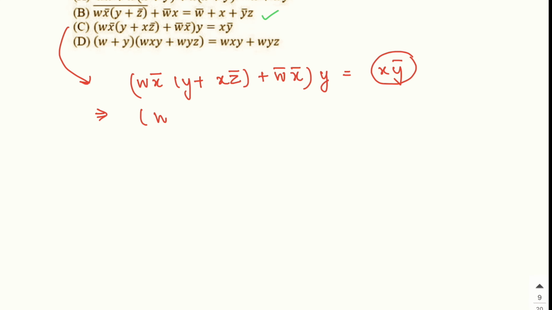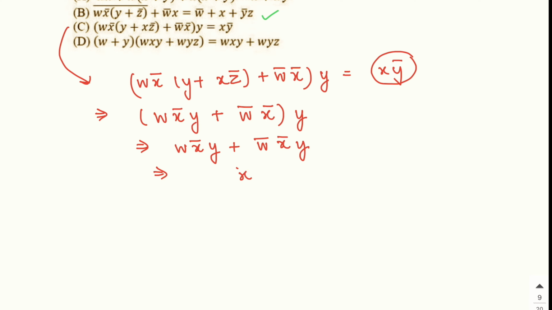We will just open up the brackets: wx bar y, and when we open the second bracket, x bar dot x becomes 0, so we are left with w bar x bar and then y. So this becomes wx bar y plus w bar x bar y. We can take x bar y common and we'll have w plus w bar. So this comes out to be x bar y.